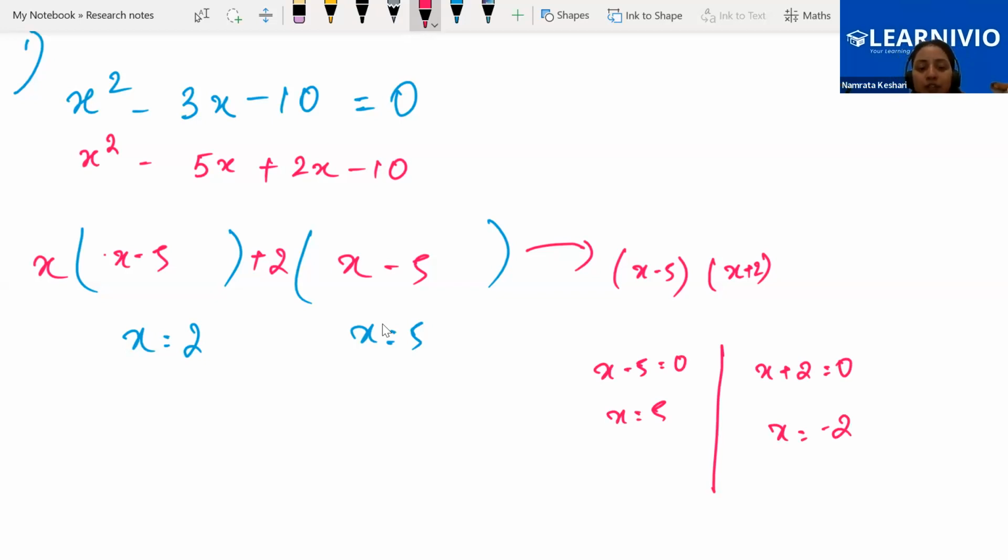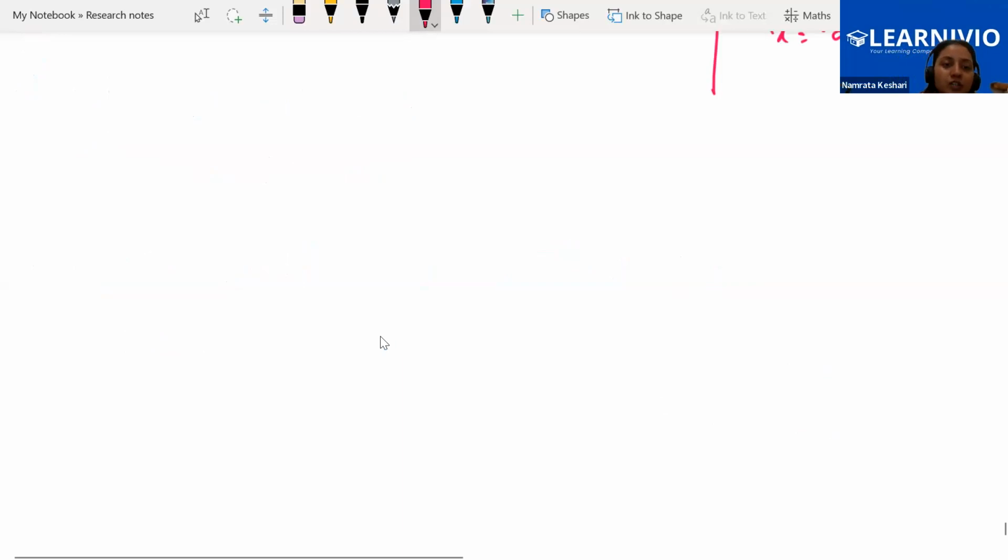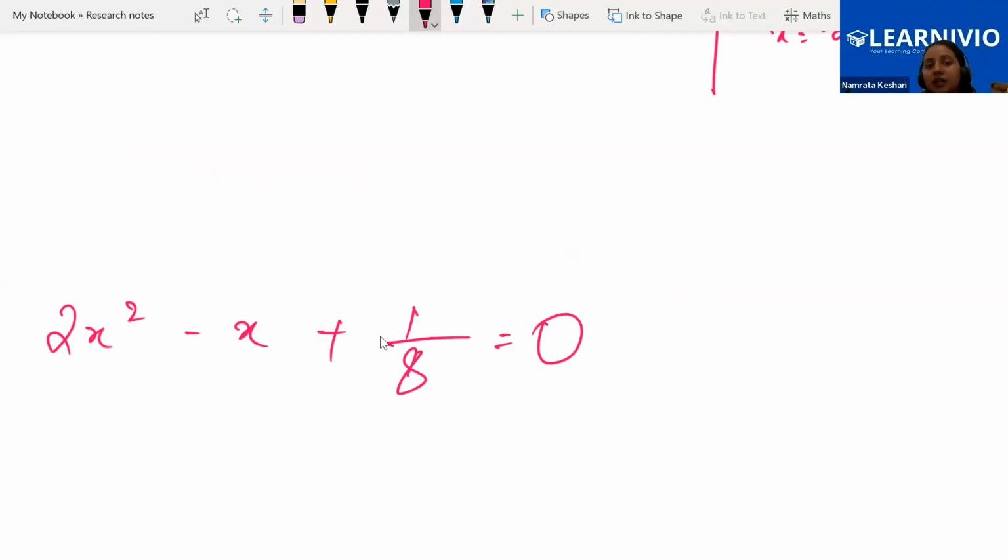In the polynomial chapter, we were doing it for quadratic polynomials. The same process we have to repeat over here. Suppose we are having, Zoha, 2x square minus x plus 1 by 8 is equal to 0. Can you split the middle term over here? Yes. Do it.